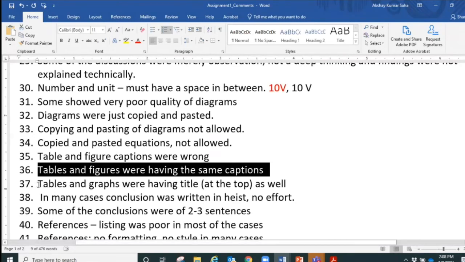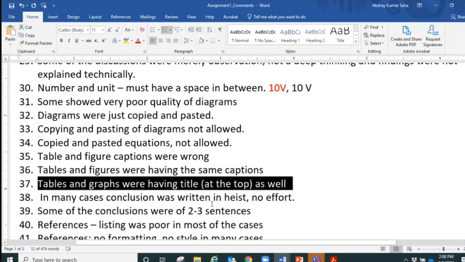And in many cases, I found that tables and graphs have a title at the top. You don't have to have that, because you have a caption. A caption is mandatory. You have to have a caption. The caption sits at the bottom for a figure. Captions normally sit at the top for a table. That was also not mentioned. I forgot to note it down, but I'm telling you now. For tables, the caption will go at the top. For figures, the caption will go at the bottom.